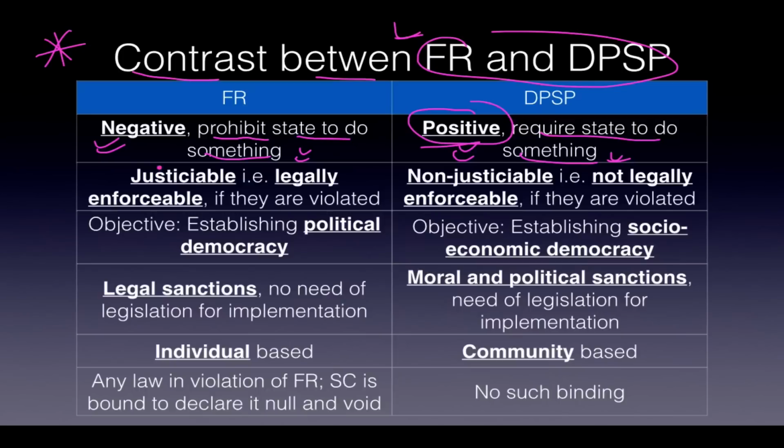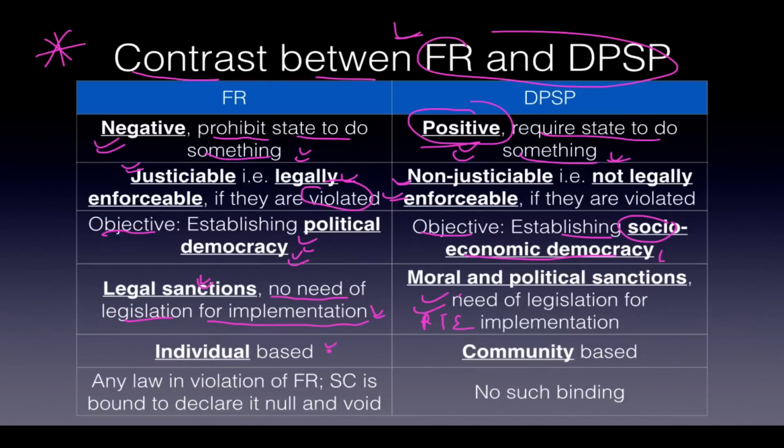Is that absolutely understood? Then fundamental rights are obviously justiciable, that is, legally enforceable in law in case they are violated. DPSP are non-justiciable and not legally enforceable. The objective of fundamental rights is to establish political democracy, since individuals need certain basic rights to exercise their vote and participate healthily in politics. The objective of DPSP is to establish socio-economic democracy. Fundamental rights have legal sanctions, obviously, and there is absolutely no need of legislation for implementation. But for DPSP, legislation is needed because there are only moral and political sanctions. For example, the right to education, MGNREGS, all need to come for this to be effective.